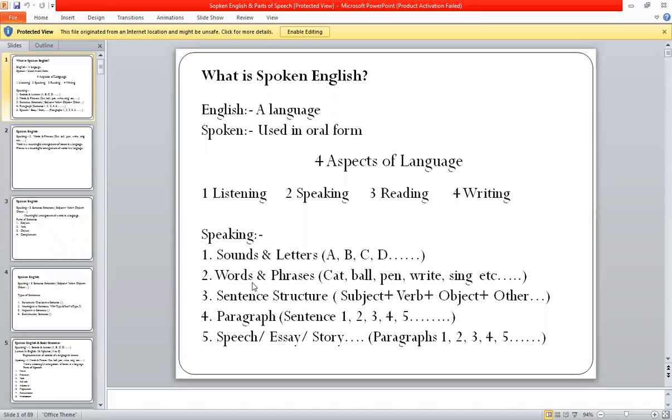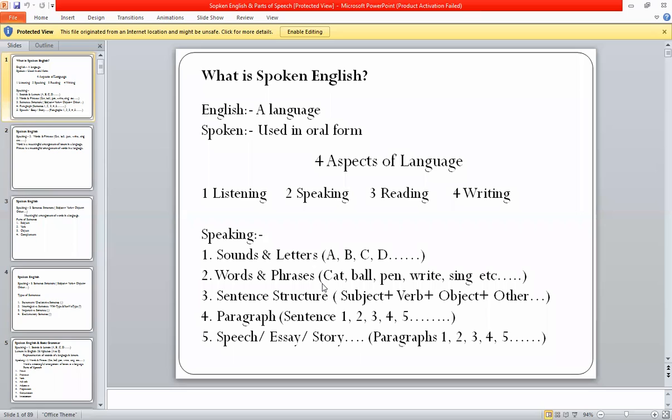लेटर जे असतात त्यापासून आपण काय करतो, वर्ड तयार करतो. For example CAT cat, BALL ball, PEN pen, write, sing, etc. So these are called words.